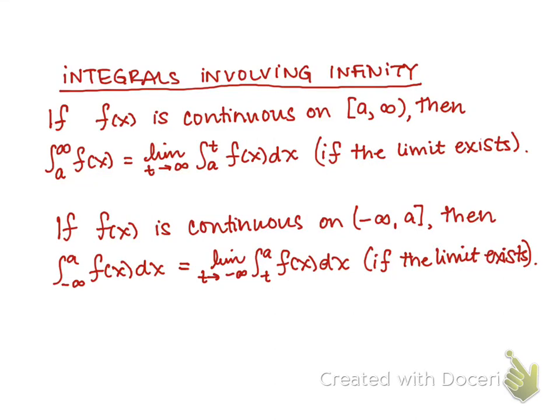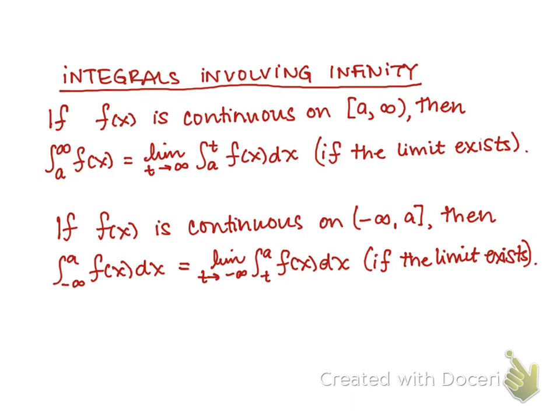In this lesson, we're going to talk about improper integrals and the convergence or divergence of improper integrals. An improper integral occurs when you have an integral where one of the limits, either the lower limit or the upper limit, is infinity. If you have a function that's continuous on some interval from a to infinity, then the integral from a to infinity of that function is the limit as t approaches infinity of the integral from a to t of f of x dx.